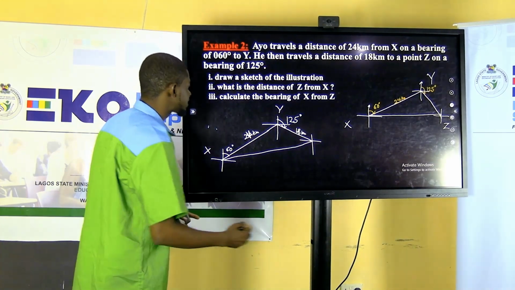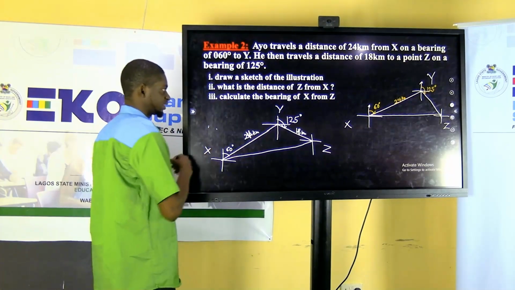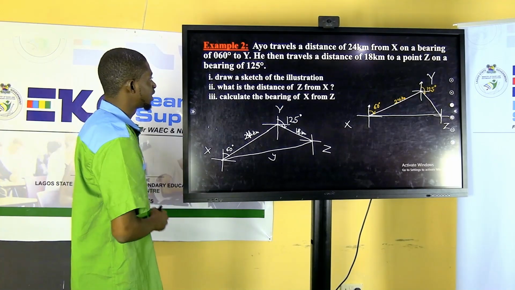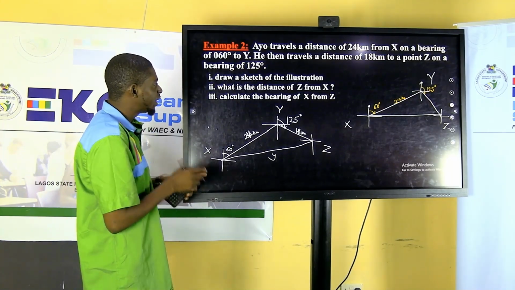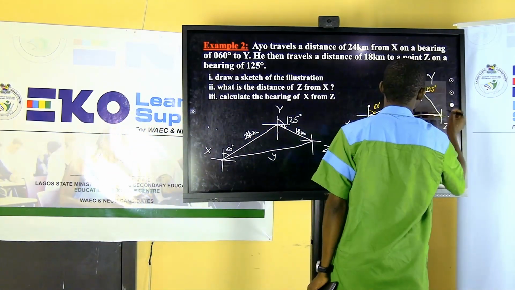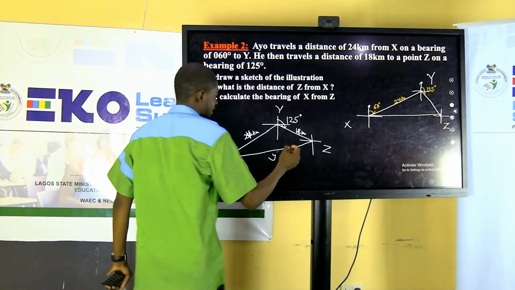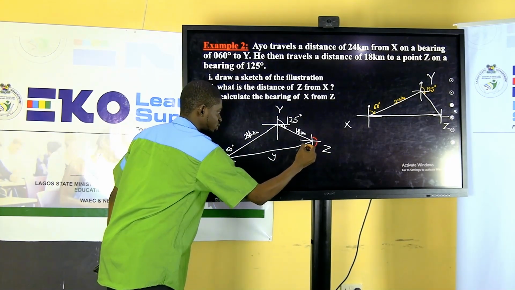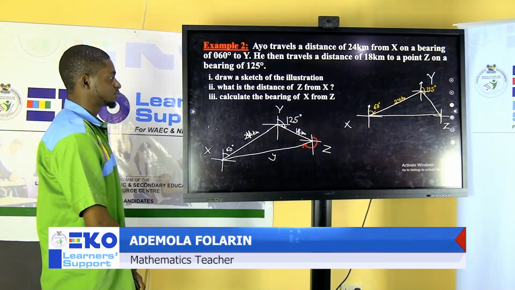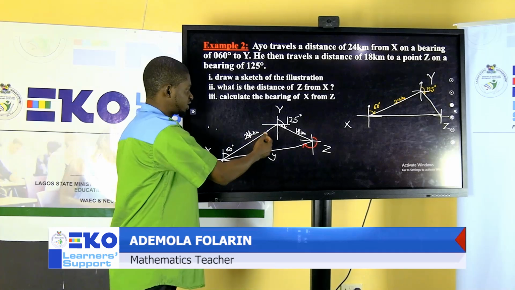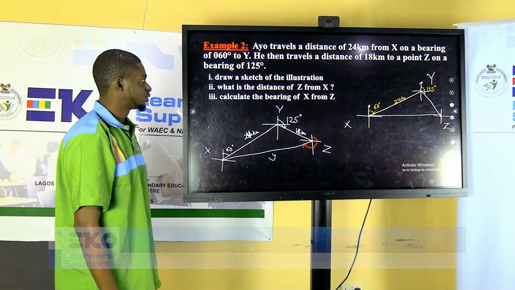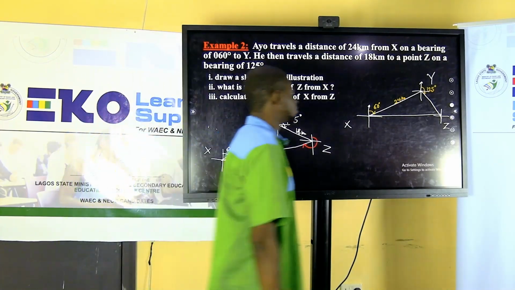So the question is, what is the distance Z from X? Let's just make it y, small letter y, that's the distance. And we are also interested in determining the bearing of X from Z. By bearing of X from Z, we are looking at from Z. So this is our concern for the bearing. This is our concern for the angle. So I want to believe that you sketch this. This is just a rough sketch, and this is very close to what we need. So now let's move on to solving the problem.